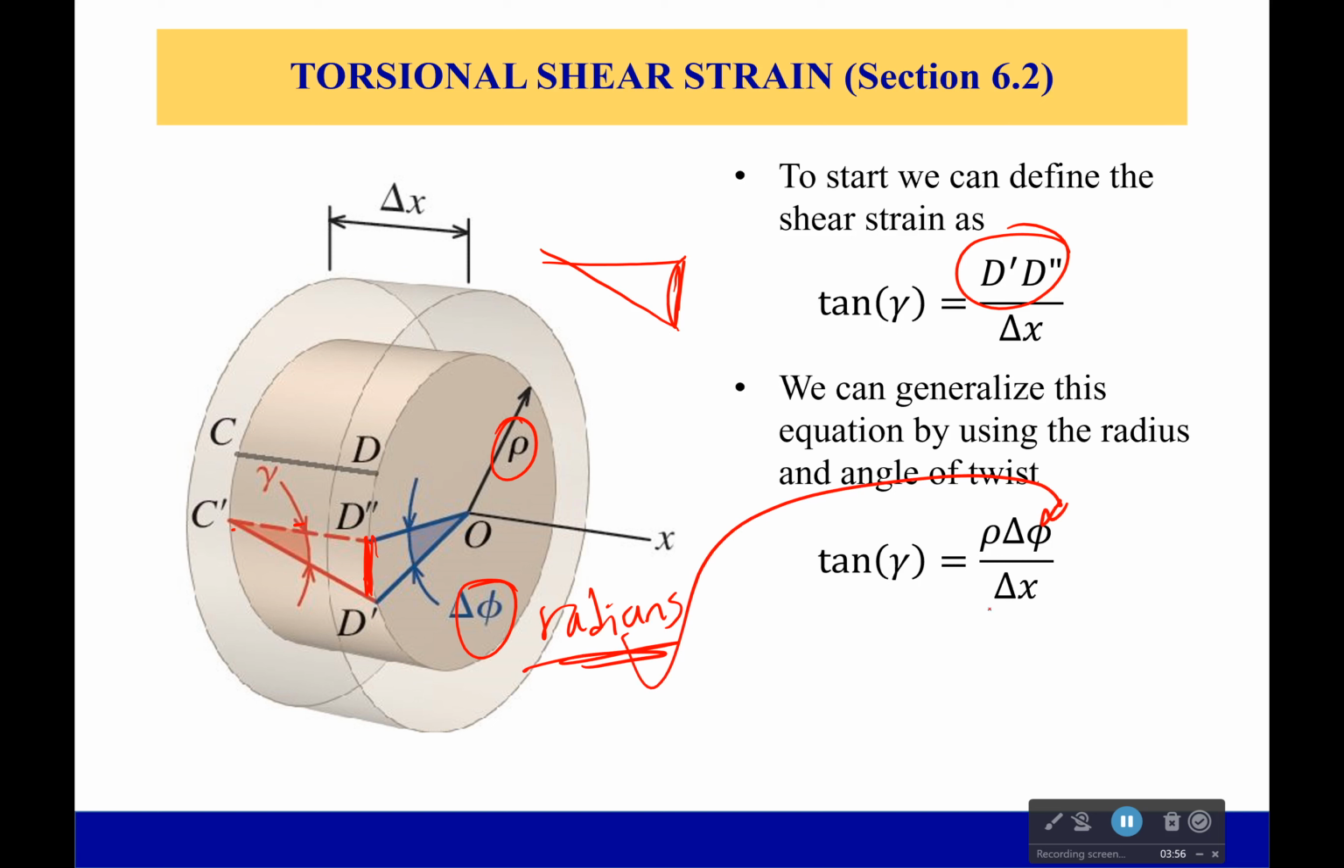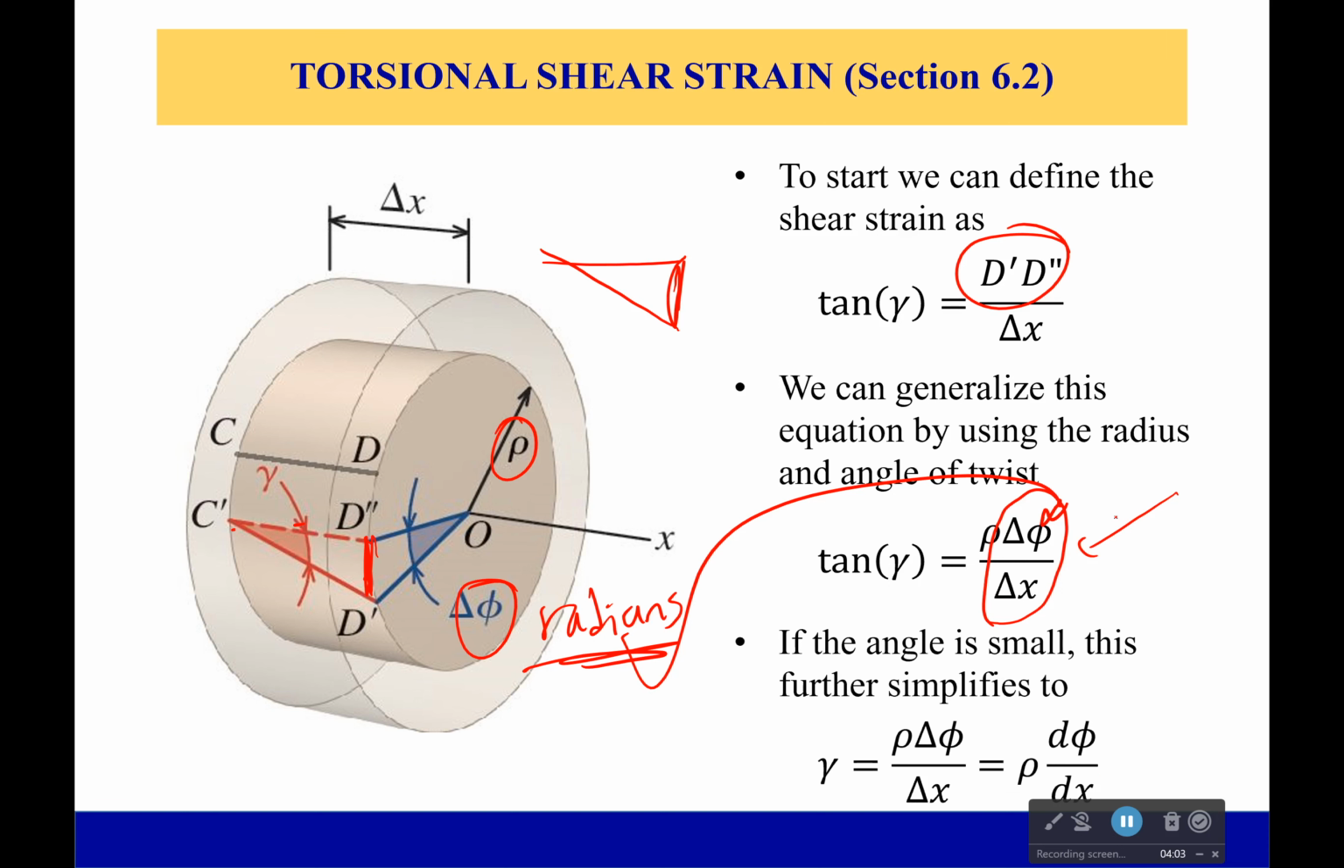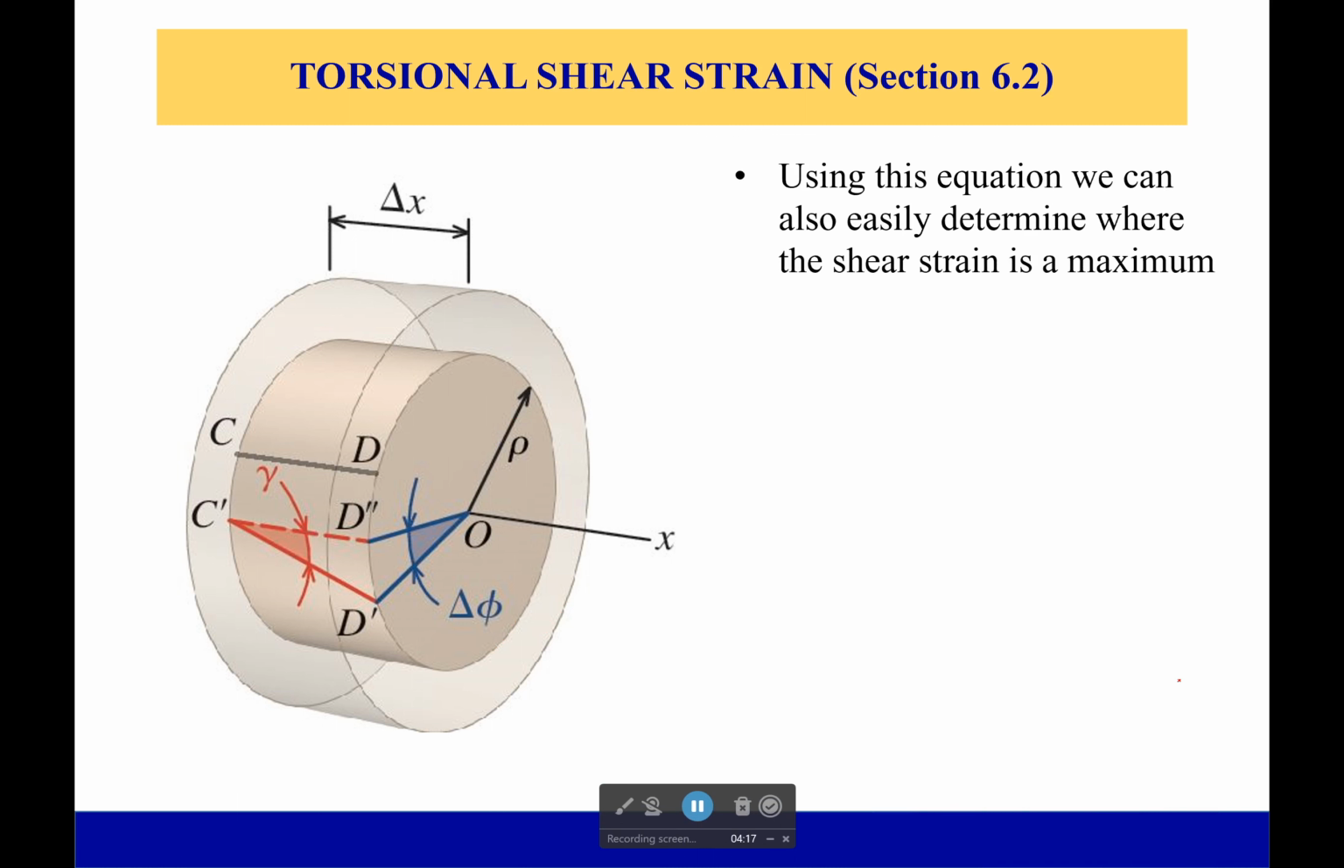Now, what you see here is we have an angle of twist that's changing over a particular distance. This should hopefully look a lot like a derivative. And if you're wondering, oh no, there's going to be integrals and derivatives, yes, there will be. So be prepared for those. Now, using that equation, we can determine where the shear strain is at a maximum. And since it's proportional to this radius, it's pretty obvious that it's going to be at a maximum at the outer surface.